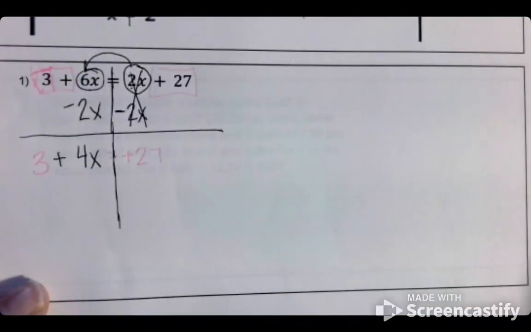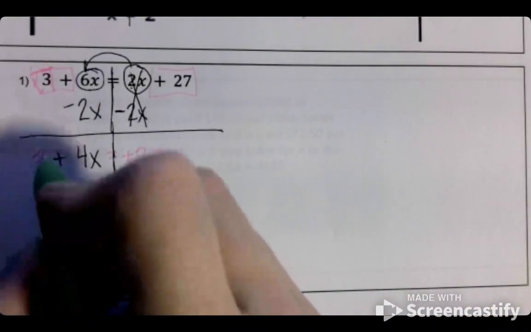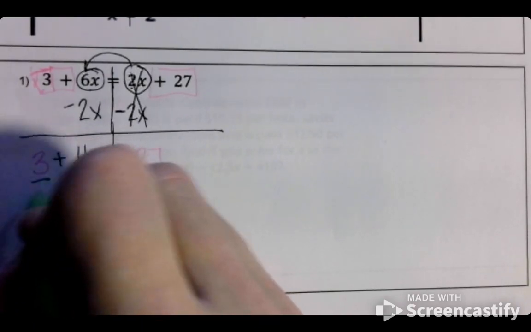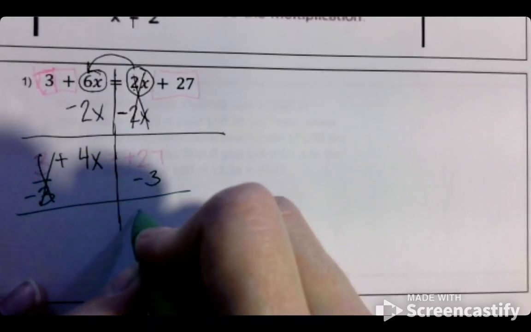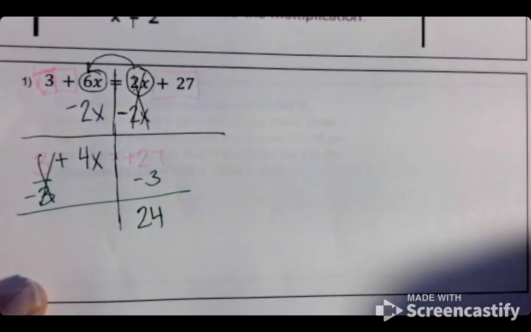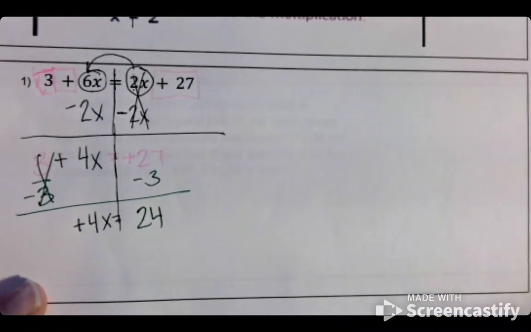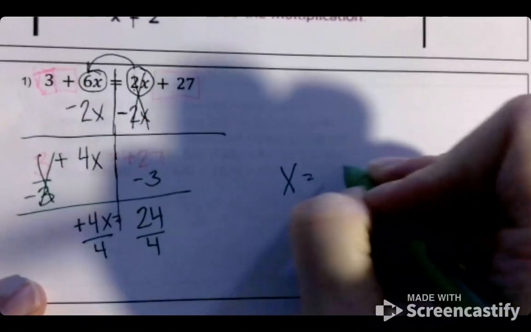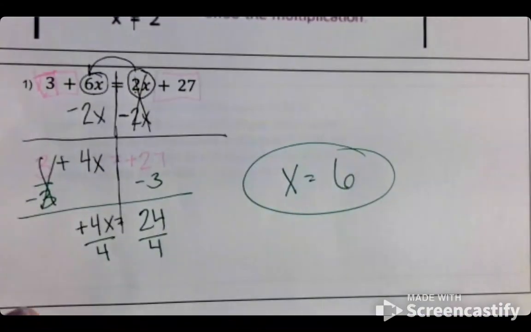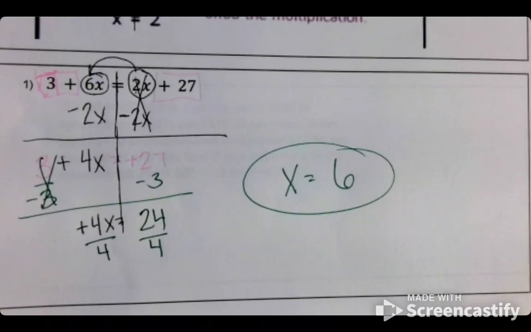Then from there, right, it's just a two-step equation. This 3 is a positive, so I'm going to subtract 3 on both sides, and that goes away. 27 minus 3 is 24. I still have my positive 4x on this side. How do I get that alone? I just divide by positive 4. So x equals 6. Nothing too crazy going on there.